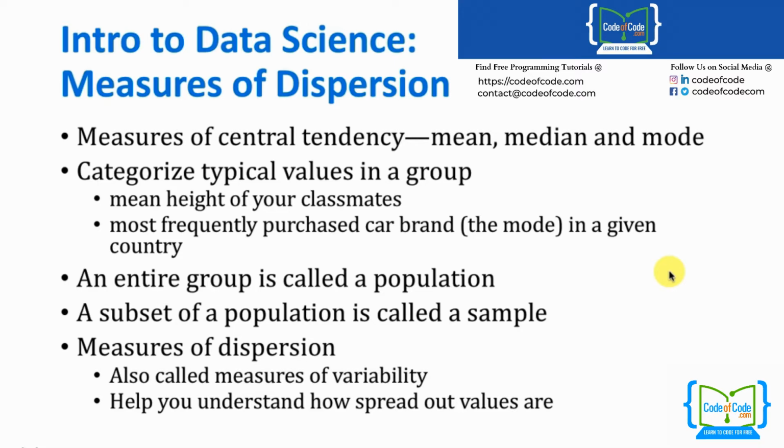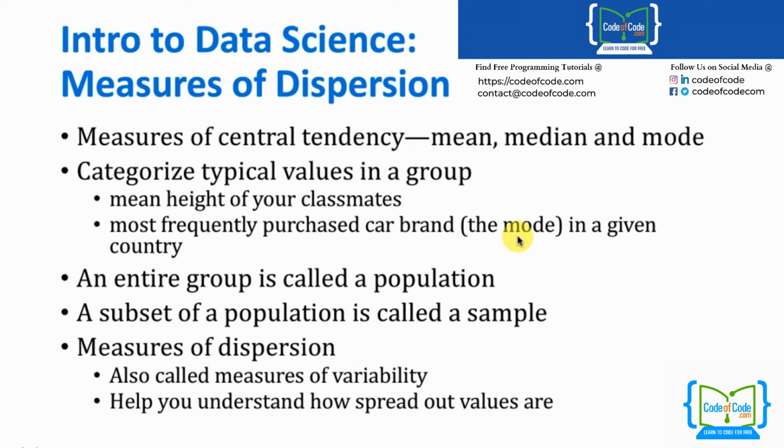So for example, if you're trying to figure out the average height of a bunch of classmates, that would be the mean height of those classmates. And similarly, if you're determining what car brand is most frequently purchased in a given country, we would have to find out all the different car brands that are sold in that country. We'd have to calculate the totals for each one, and the most frequently purchased one would be the mode for that country.